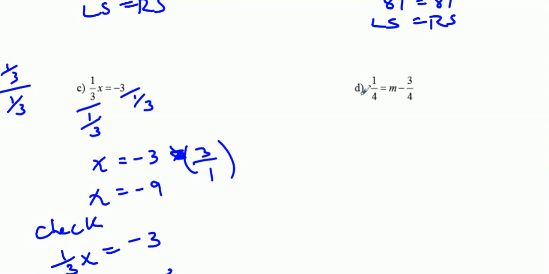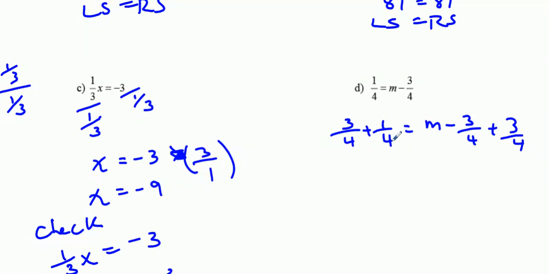So this one, the m is being reduced by 3/4, and so we're subtracting here, and the opposite operation of subtraction was addition. So in order to get m by itself, we add 3/4 to both sides. So I am going to just show it as 3/4 plus 1/4 equals m minus 3/4 plus 3/4. Are we okay with that? So I'm adding 3/4 to both sides.